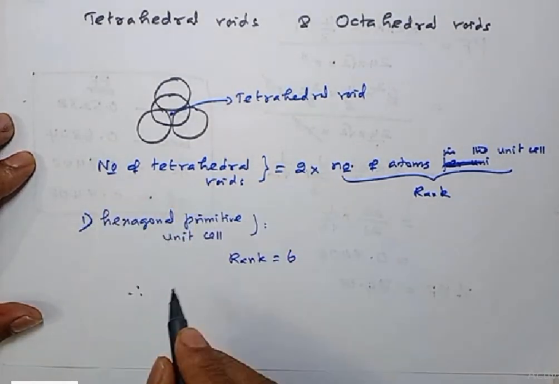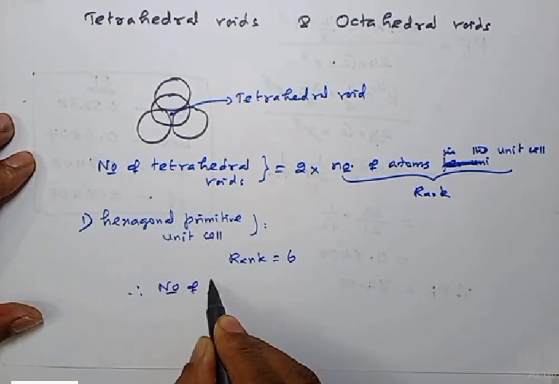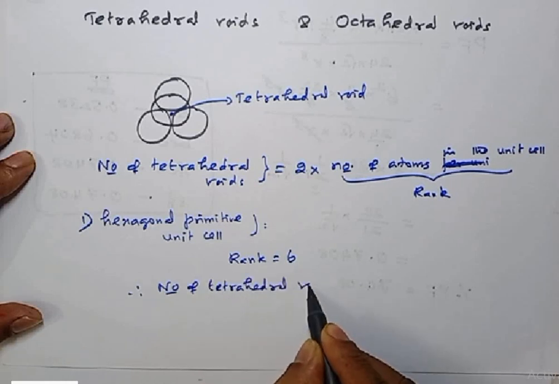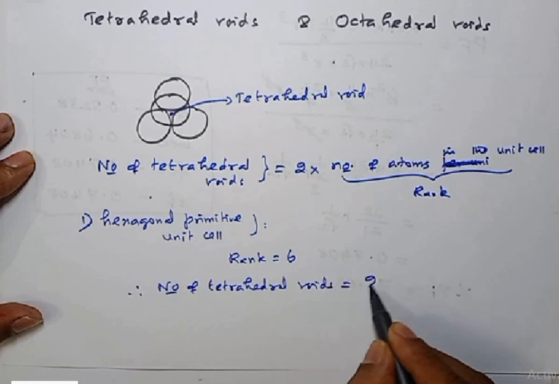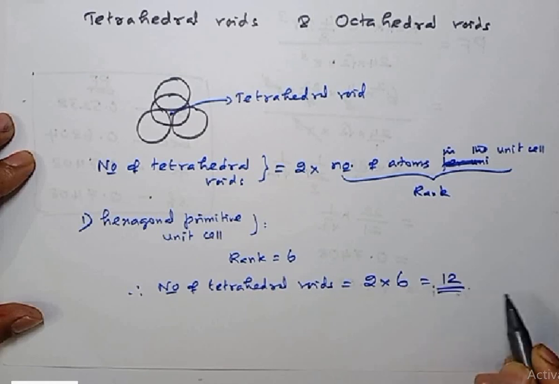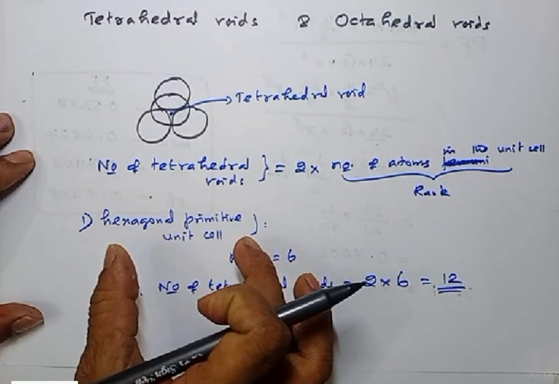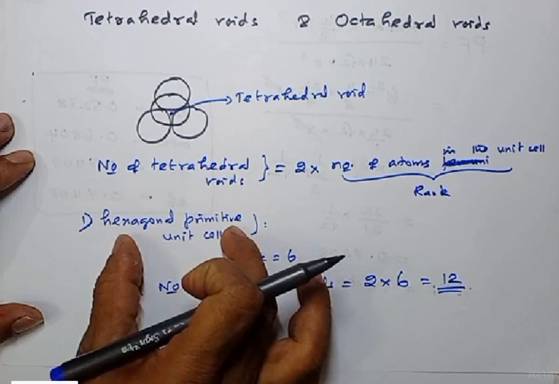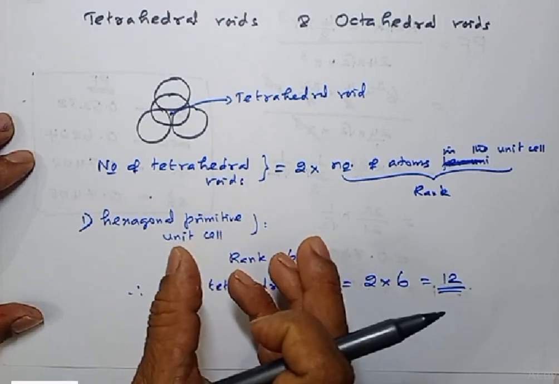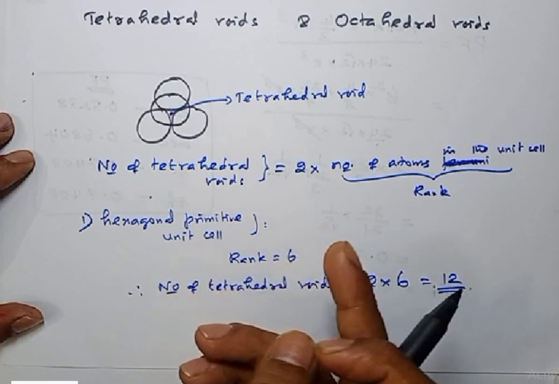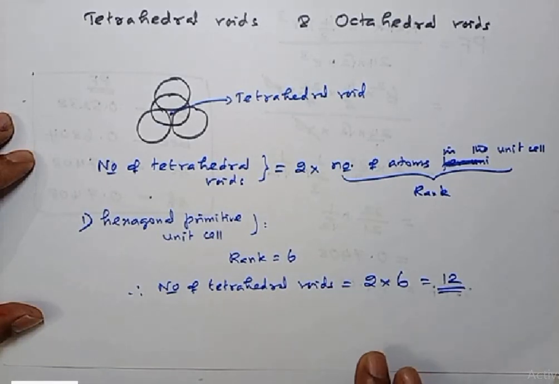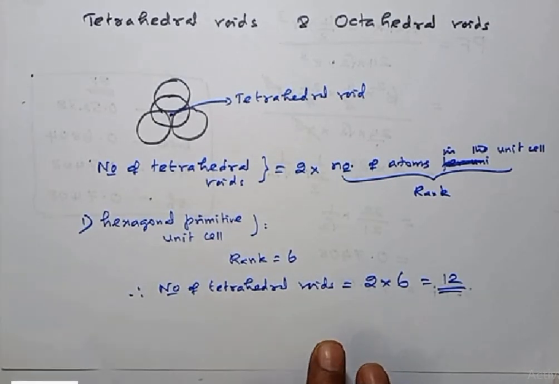Now, what is the number of tetrahedral voids? Number of tetrahedral voids is equal to 2 times the number of atoms. So 2 into 6 is 12. So in a primitive hexagonal unit cell, there are 6 atoms present in one unit cell, number of atoms per unit cell. Since there are 6 atoms, there must be 12 tetrahedral voids. Take note. There should be 12 tetrahedral voids.